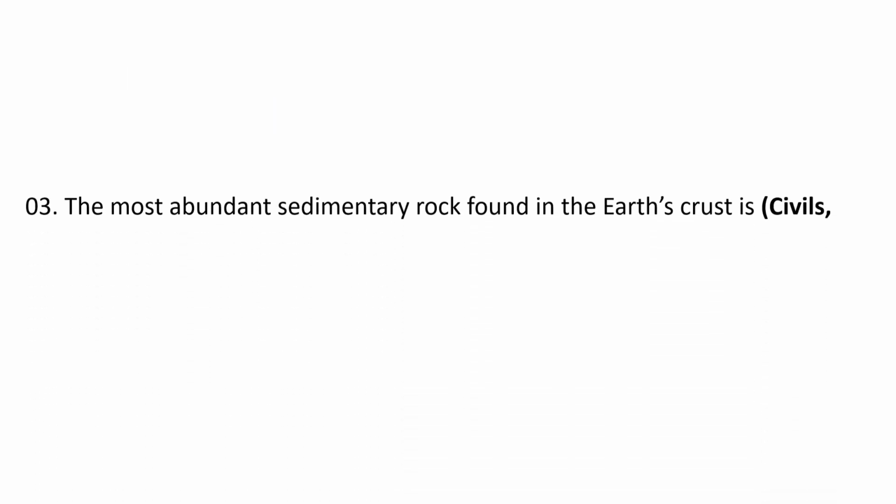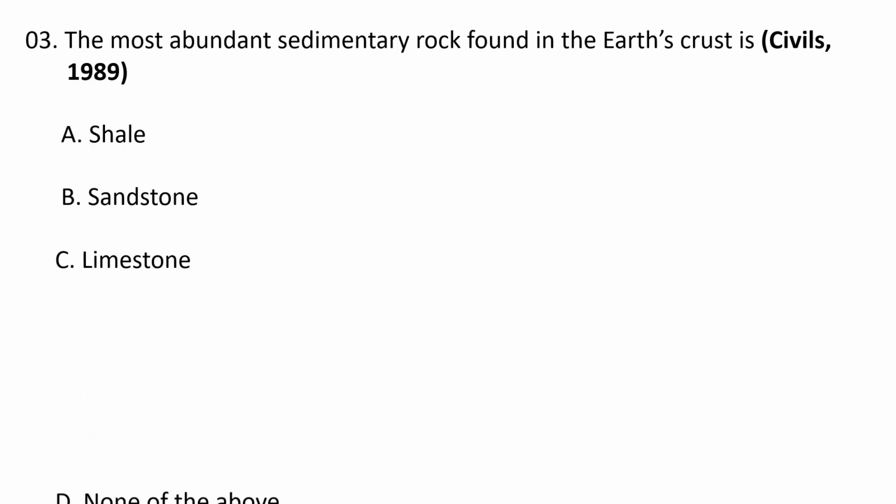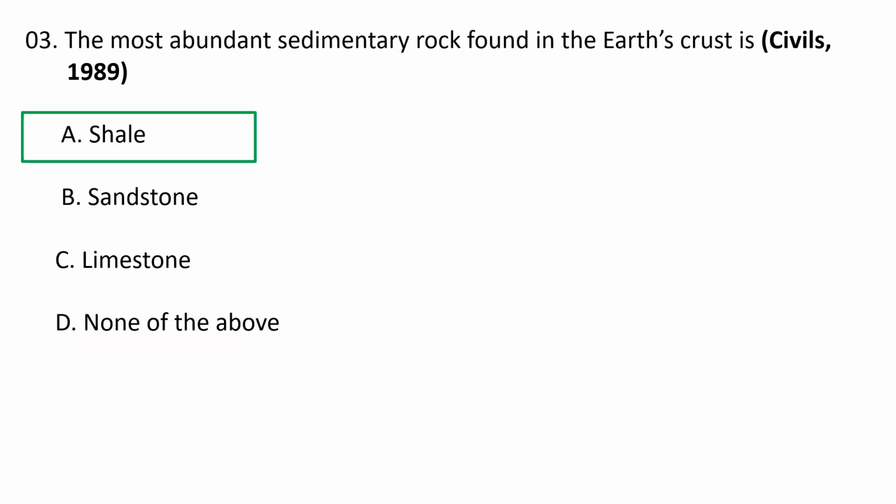Next question. The most abundant sedimentary rock found in the Earth's crust is A. Shale, B. Sandstone, C. Limestone, D. None of the above. The most abundant sedimentary rock found in the Earth's crust is shale. Shale is the most abundant of all the sedimentary rocks, accounting for nearly 70% of this rock type in the crust of the Earth. And shales are often found with layers of sandstones or limestones. So, A. Shale is the correct answer.